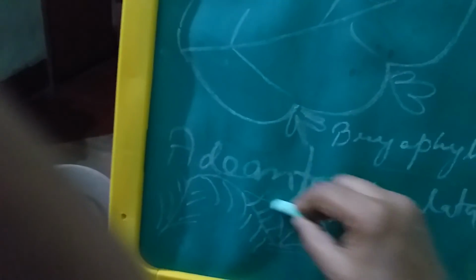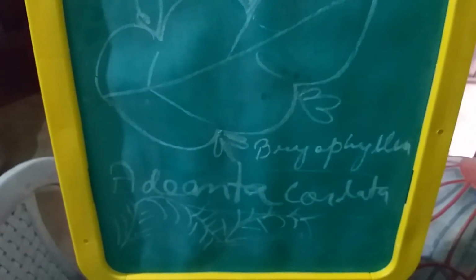Clear? So Adiantum caudatum and bryophyllum are examples of vegetative propagation, and we have another, vegetative propagation through adventitious roots, which we will come to in the next video.